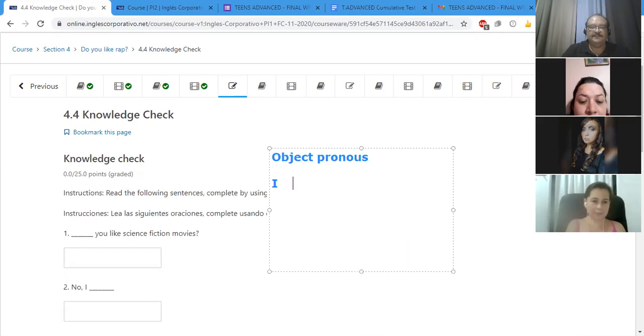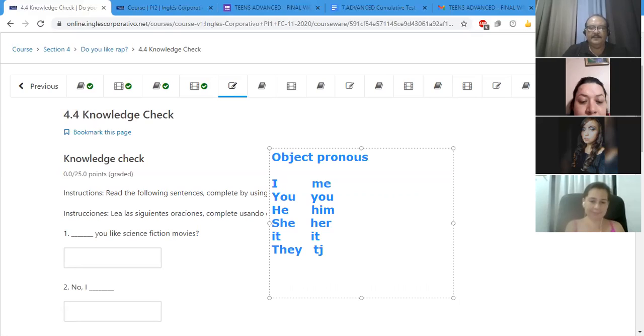You have I and then you have me. Okay, you, and then you have you. Then you have he and him. You have also she and her. Then you have it. Then you have they, them, and then you have you again, that's you, and that's we. Then we have here us. Okay, so these are the object pronouns.